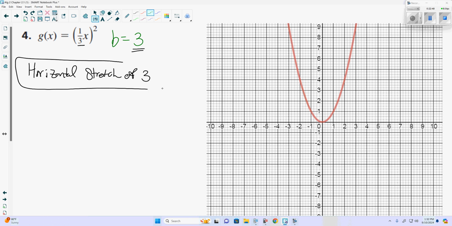Now the only one we have to flip this on is horizontal stretch or shrink. Vertical stretch or shrink, it's exactly what it is. Questions on this here?